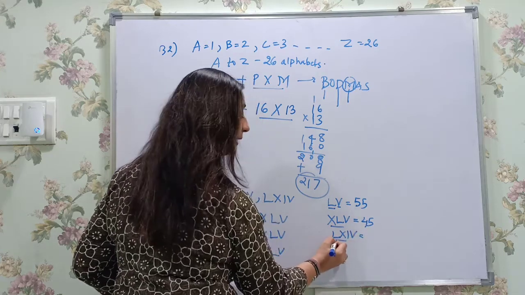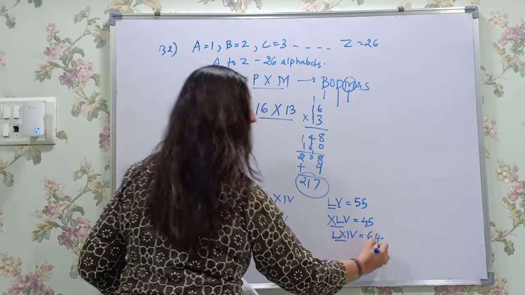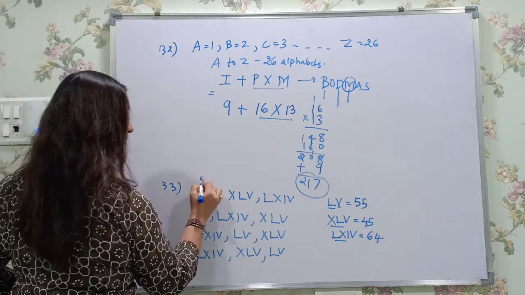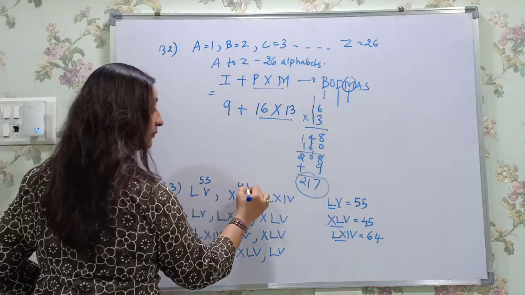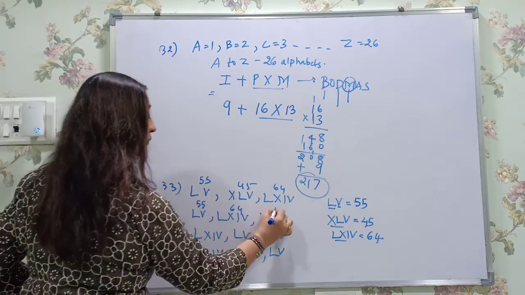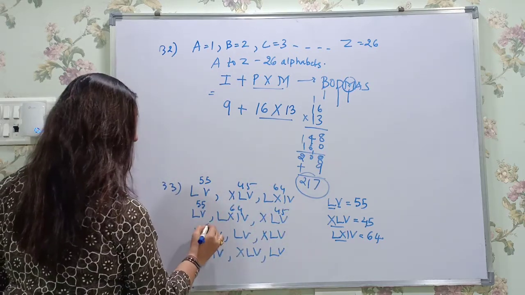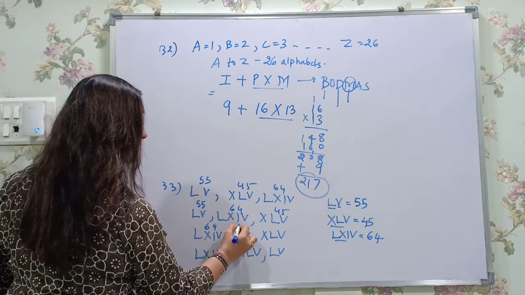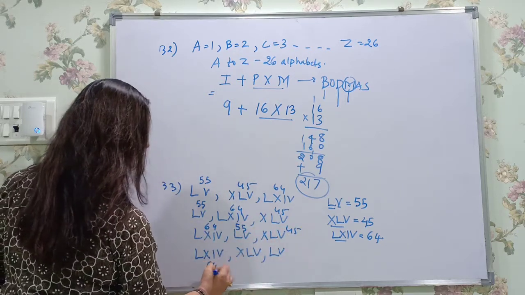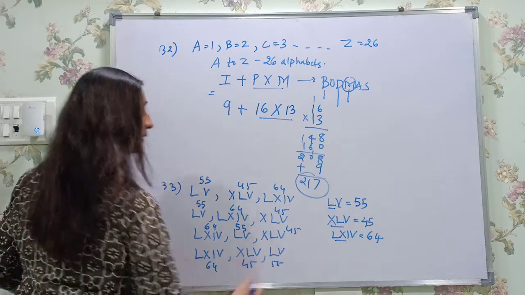60 plus 4 is 64, right? Now, let's write down the numbers. 55, 45, 64; 55, 64, 45. Then this is 64, 55, 45 and this is 64, 45, 55.